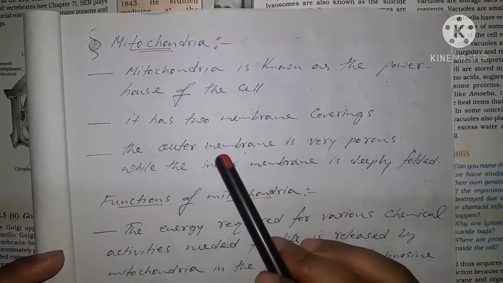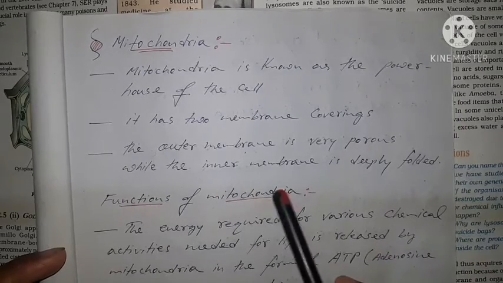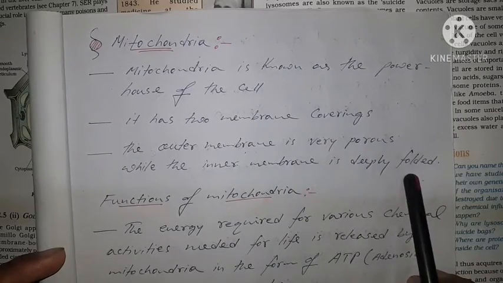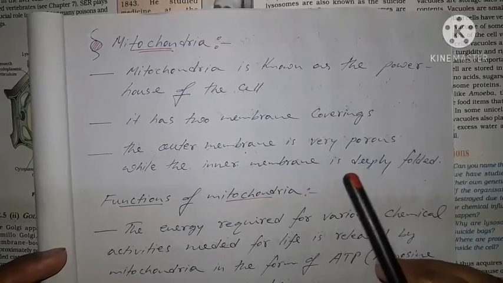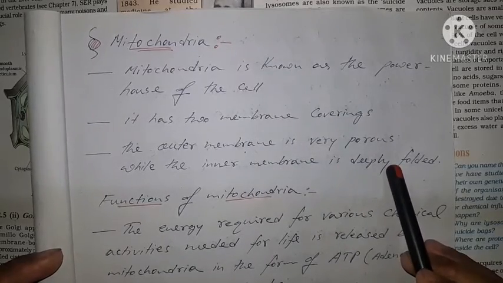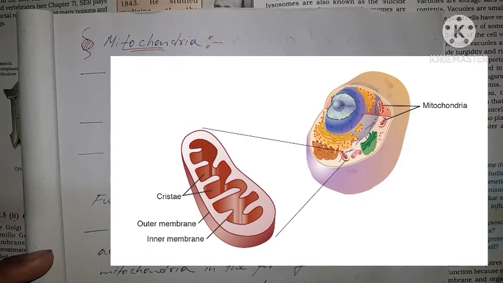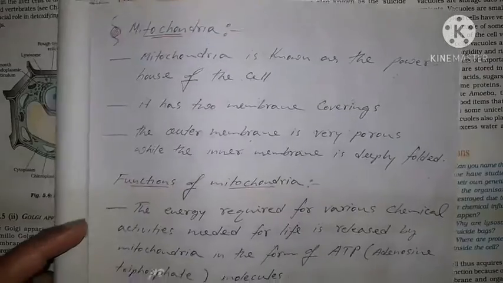The outer membrane is very porous, while the inner membrane is deeply folded. As we can see in the picture of a mitochondria, the outer membrane is very porous and the inner membrane is deeply folded.